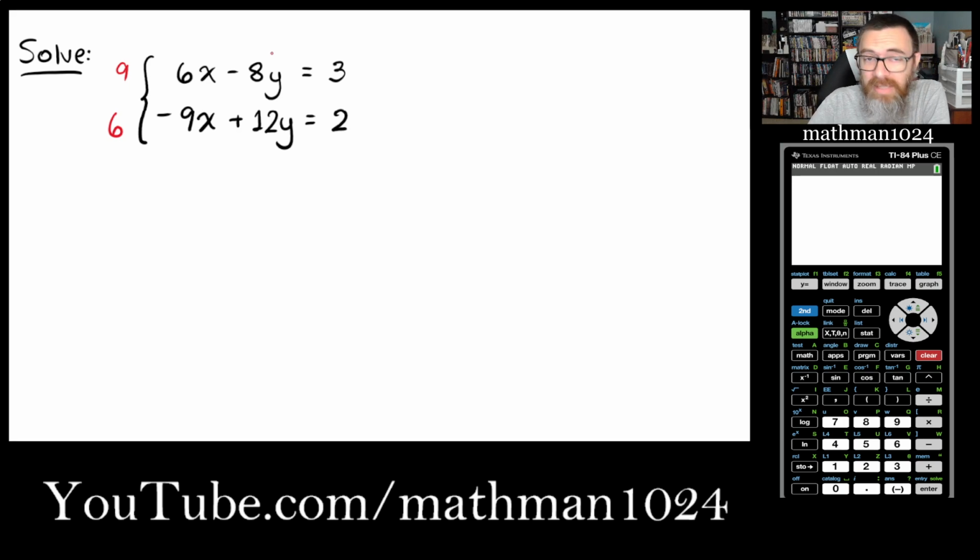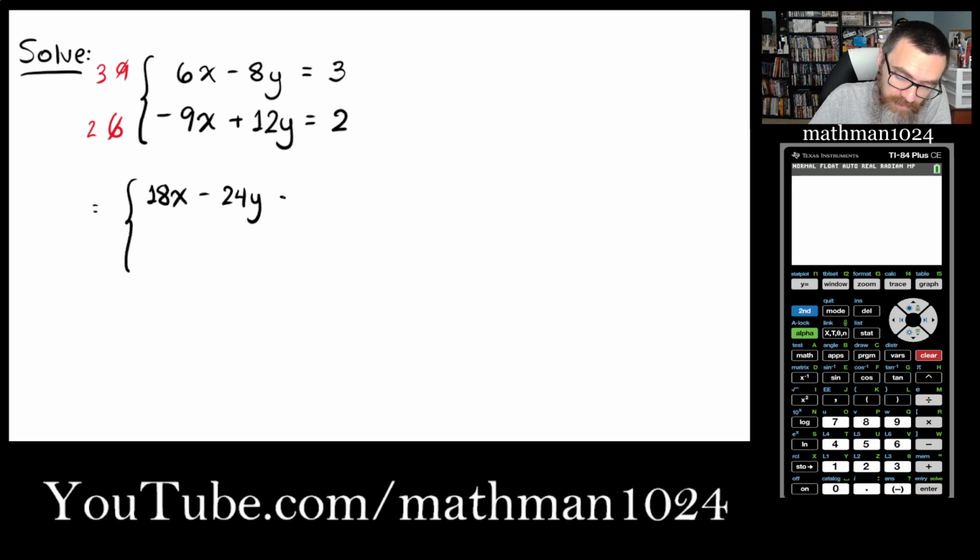Now, 9 and 6 have a common factor of 3, so I can actually make this problem smaller, make it easier on me. So reduce those guys by 3. And let's see what our system looks like. So we would have 18x minus 24y. 3 times 3 is 9. 2 times negative 9x is negative 18x. Positive 24y. 2 times 2 is 4.